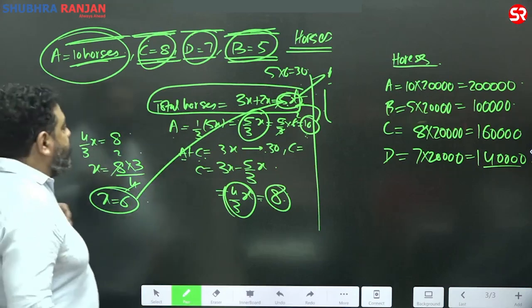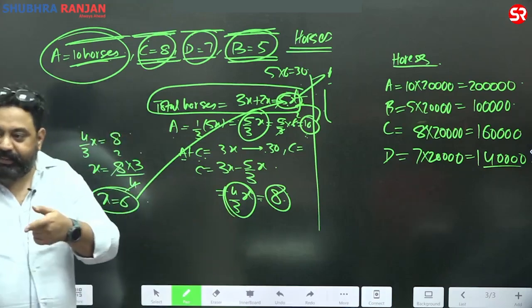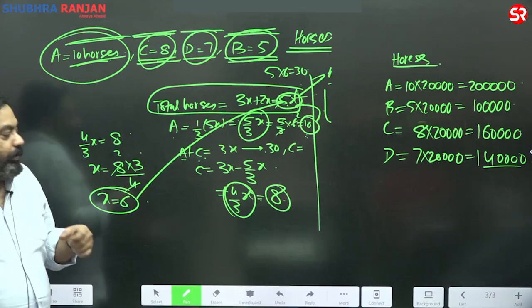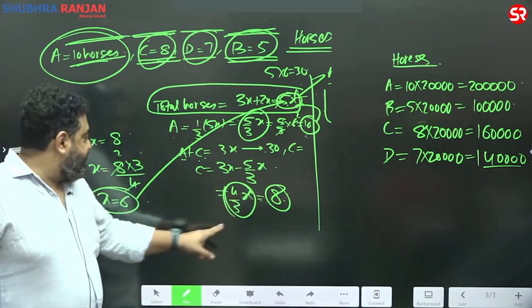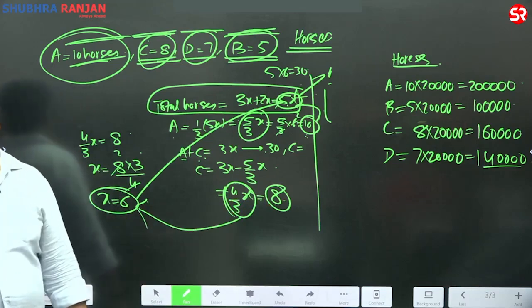because number of horses with C was given to be 8, so I have said C के पास बचा कितना 4/3x which is equal to 8, x came out to be 6.